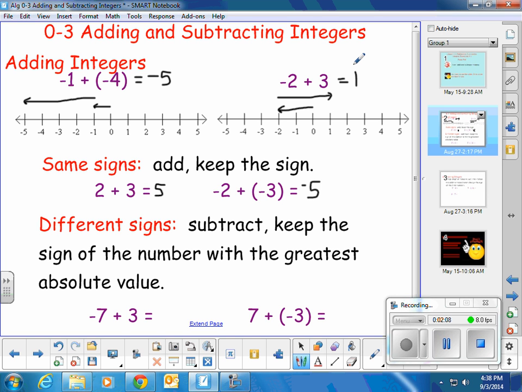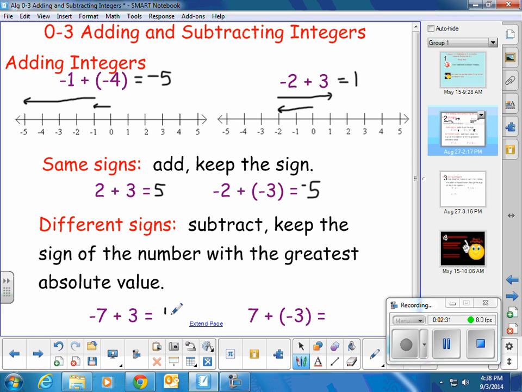So that's the technical definition. Most kids just say, they look at the two numbers, whichever one is bigger when you ignore the sign, that's the one that you're going to keep the sign of. In this case, either way, this is the bigger number, so you are going to keep the sign and it's positive.